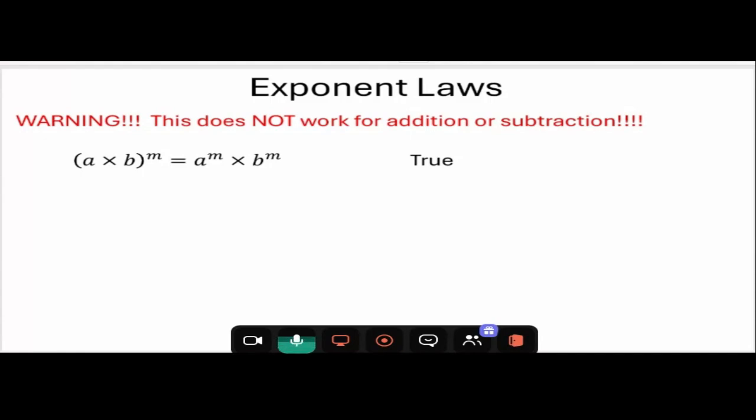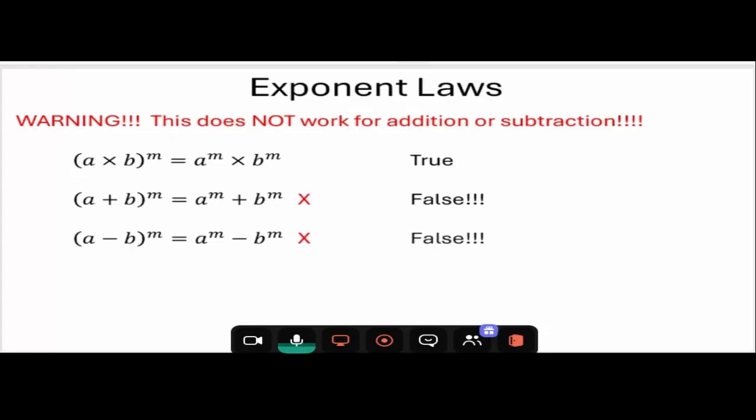Now, we want to stress this for this last rule, that is only for multiplication. It does not work for addition or subtraction. So a times b to a power is a to the power times b to the power. Kind of think of it as the power going through the bracket. But these are both not true. A plus b to a power, you can't go a to the m plus b to the m. It is false. Wrong, wrong, wrong. Same with a minus b to a power, you can't just subtract the powers. You can try that with some numbers if you want, and you'll see why they don't work.